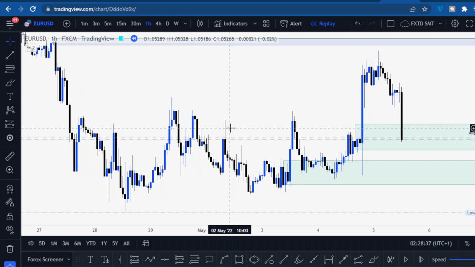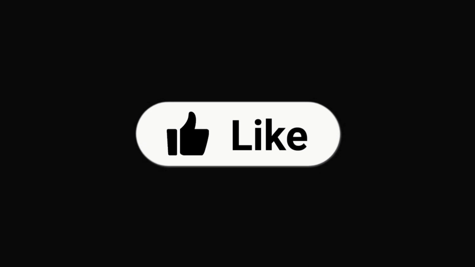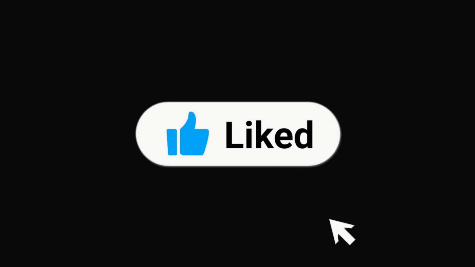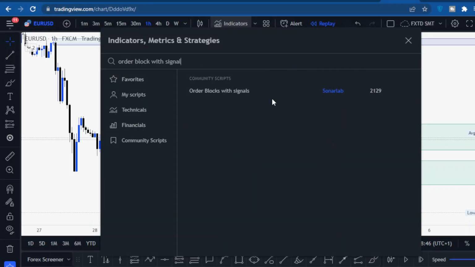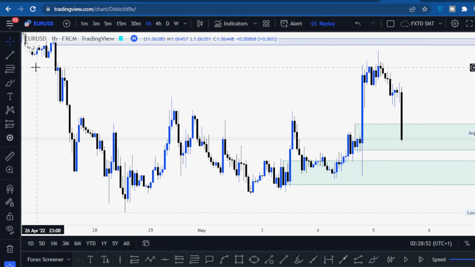So what you want to do now is just go to the indicator section. Once you go there, you type in order block with signals, and you're going to see this particular one. All you have to do is apply that indicator. Once you apply it, it's going to pop up here, and this is the indicator.